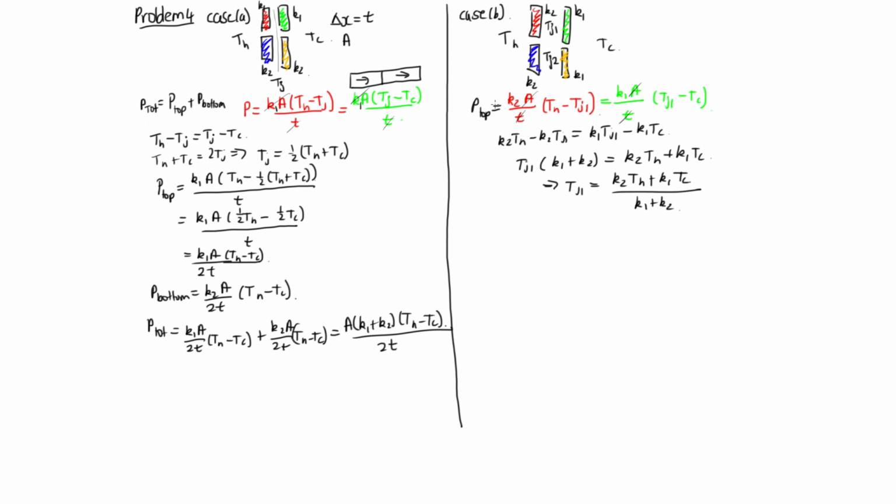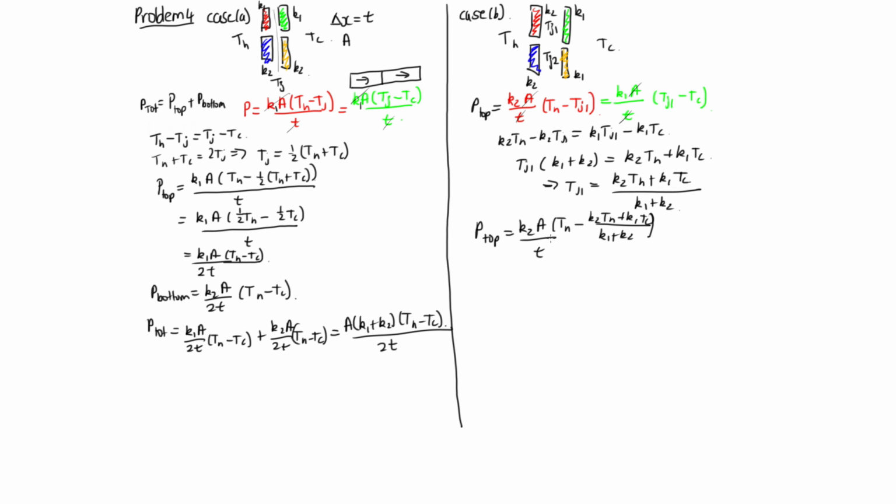Okay, so now we're going to solve for the heat flow through the top. So the heat flow through the top is equal to K2A on T times (Th minus the junction temperature), which is (K2Th plus K1Tc) all over (K1 plus K2).